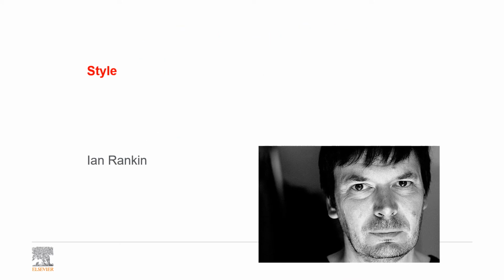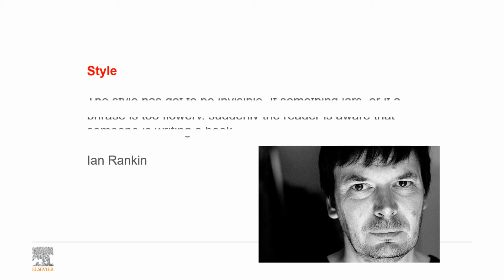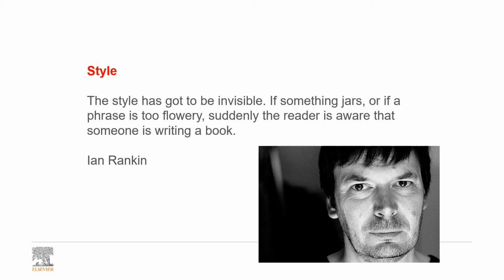In terms of style, Ian Rankin, very famous crime writer, said, "The style's got to be invisible. If something jars or a phrase is too flowery, suddenly the reader is aware that someone's writing a book. Some people speak about developing a writing style. I think we should try to do exactly the opposite. I'm not trying to say we should be boring or bland. There are ways of making your writing interesting, but it's not by developing a style and using particularly big words or particular phrases. Some writers are very guilty of that, and you see the same phrases and the same rather unusual expressions coming up in some people's writings."